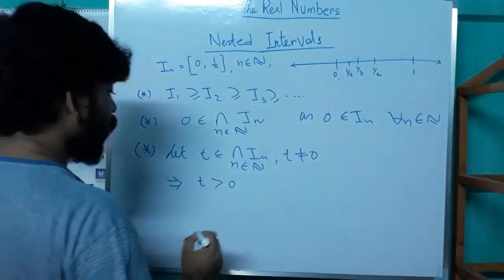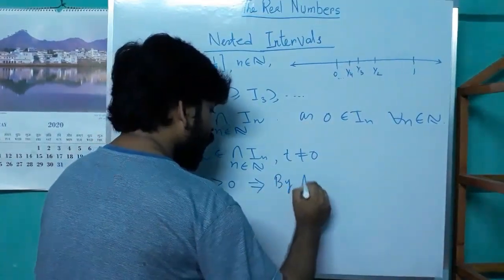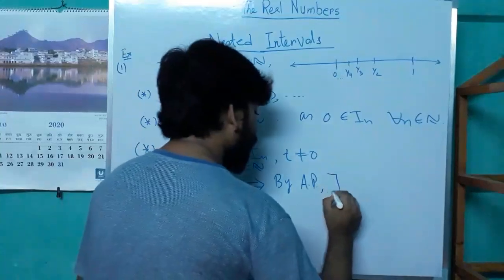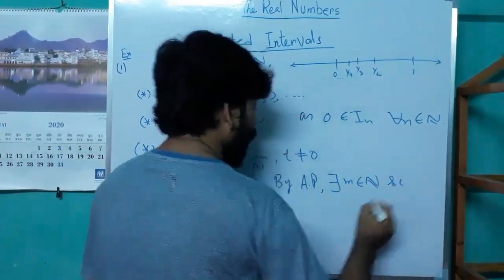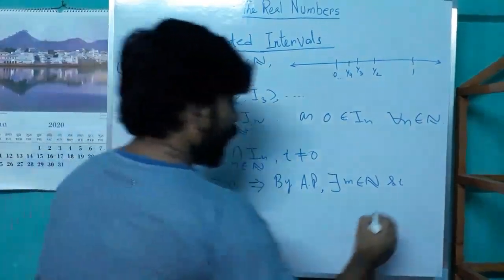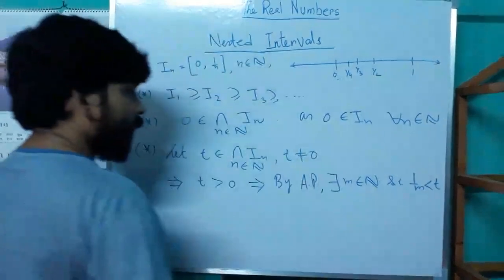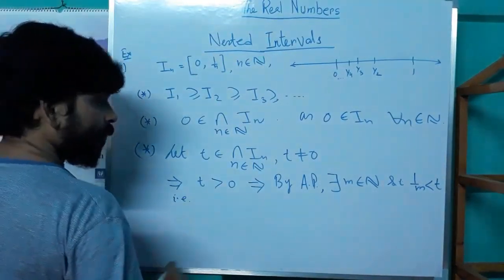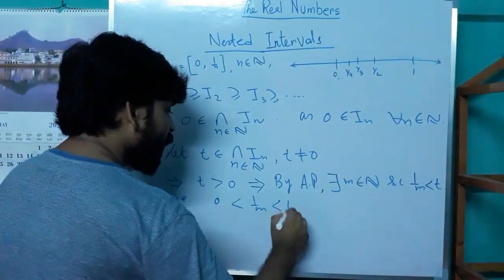Okay, so by the Archimedean property, there exists a natural number m such that 1 by m is strictly less than t. Okay, that is, 0 is strictly less than 1 by m, which is strictly less than t.